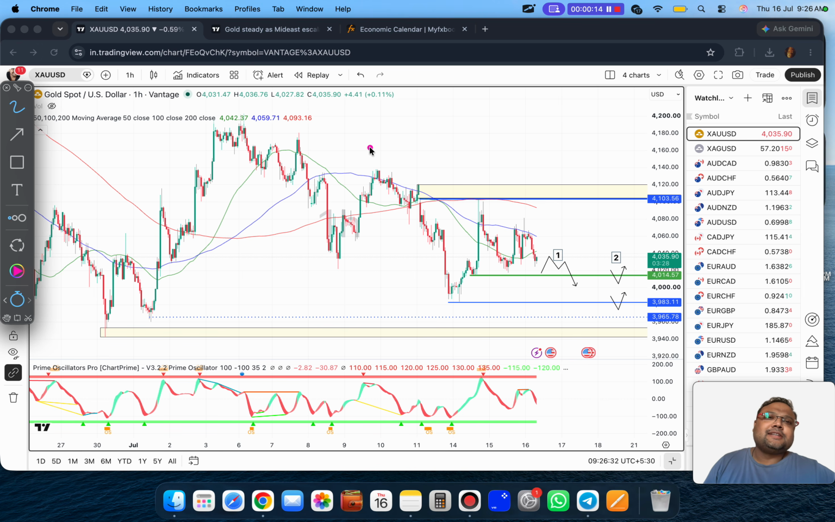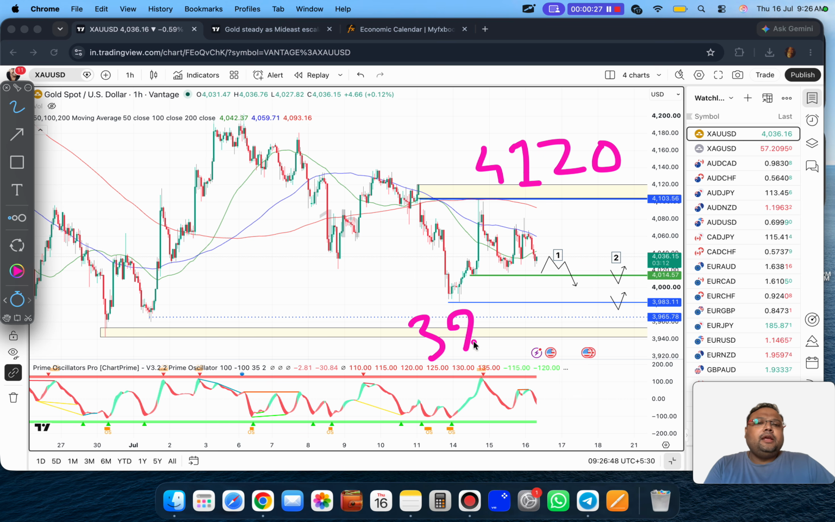So let's get started. And my dear friends, this is the hourly chart of gold in front of us, and we can see that gold is confusing us again. Gold is stuck in a range here. We have 4120 at the top, and we have 3940 at the bottom. And this is the range of gold right now.